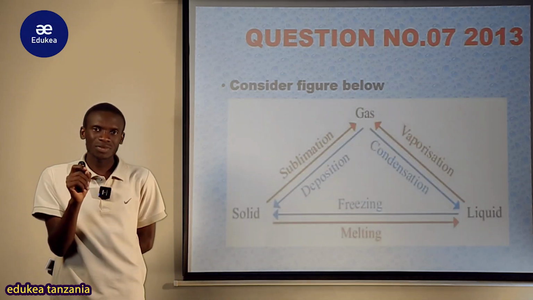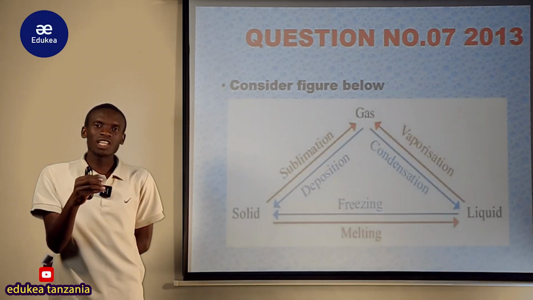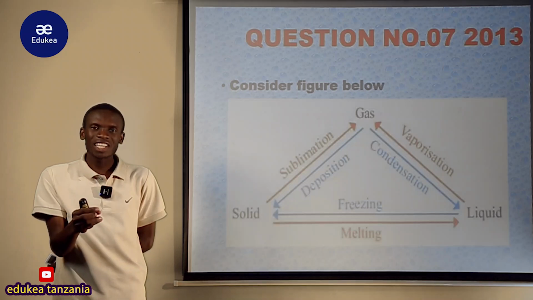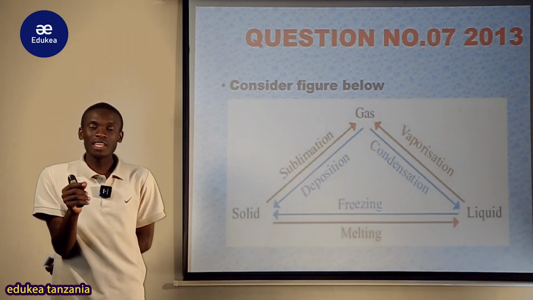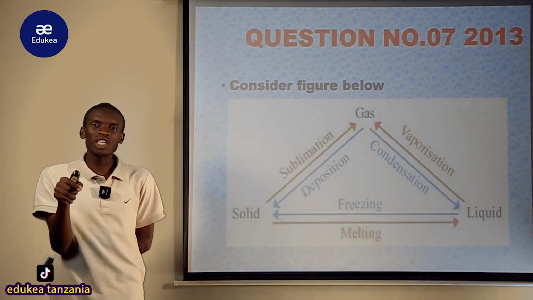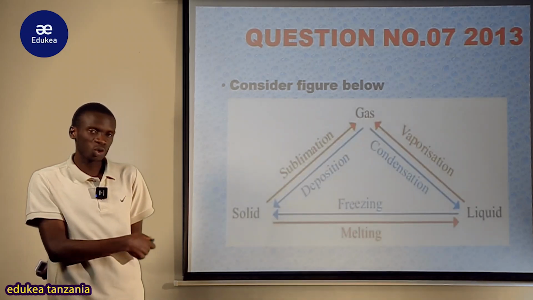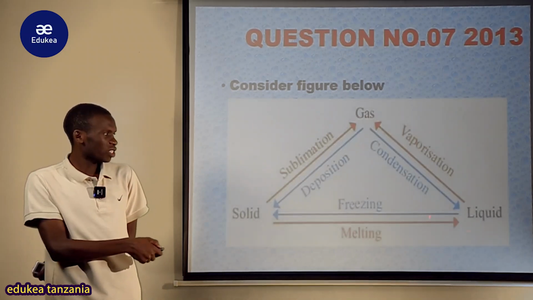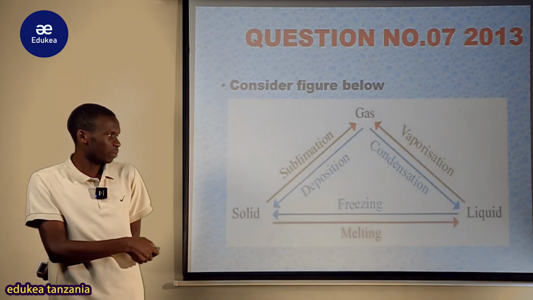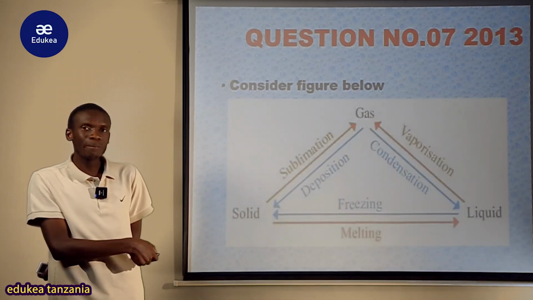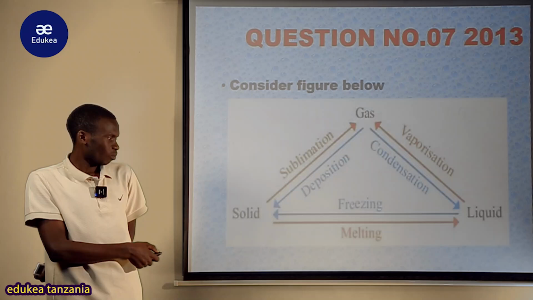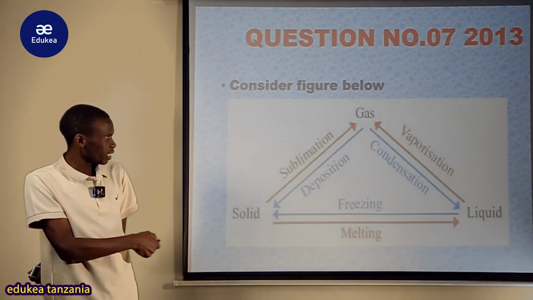Freezing. Ndo maana tunazita zile refrigerator au freezer. Zinagandisha. Ile ni freezing, inatoa kwenye liquid kupeleka kwenye solid. So hiyo ndo state from liquid to solid. Kwenye mchoro wetu tutaangalia kama tulipewa sehemu kuna liquid to solid, tunasema hiyo ni freezing, na from solid to liquid tunaita melting. Then we come from solid to gas.